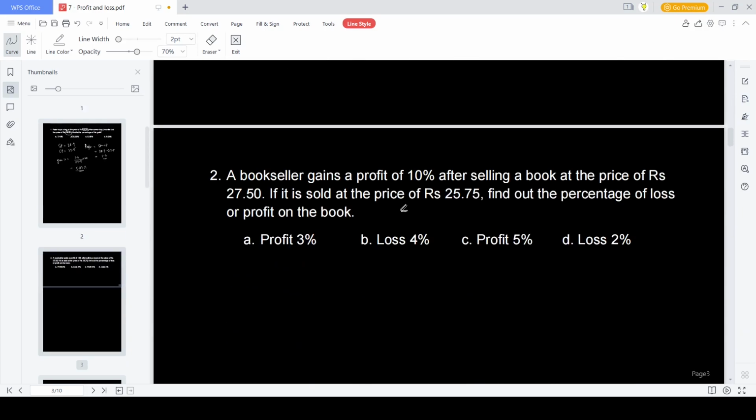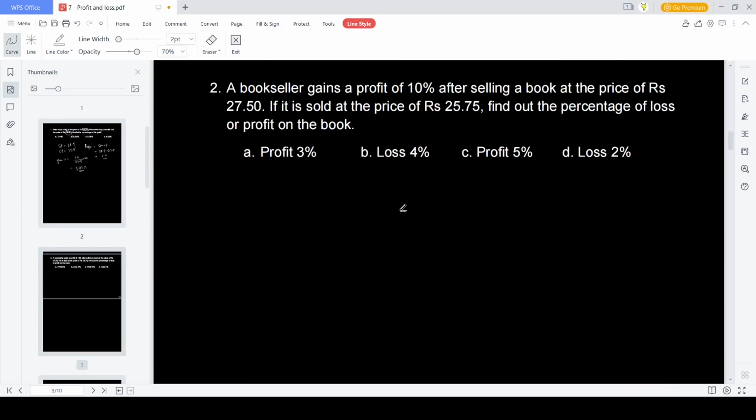Fine, next question. A bookseller gains a profit of 10% after selling a book at the price of 27.5. If it is sold at a price of 25.75, find out the percentage of loss or profit on the book. We need to find out the loss or profit percent, which is profit or loss divided by cost price into 100.